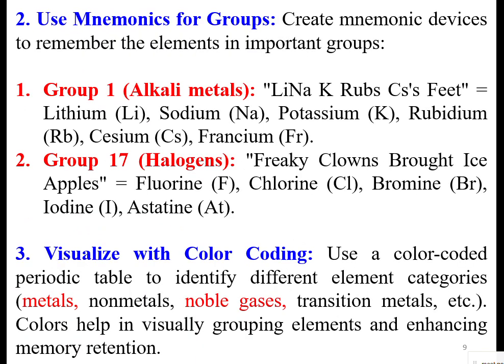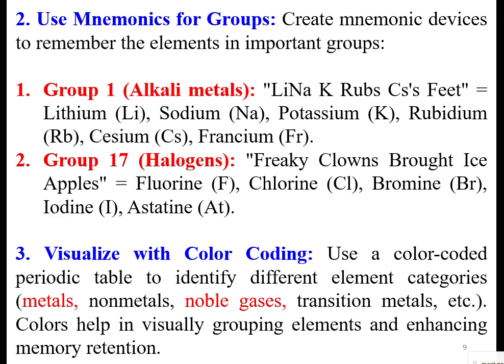Then why are we using mnemonics? The M is silent here. Mnemonics is nothing but how we can easily recognize the chemicals and elements of the periodic table. It is a device to remember the elements in important groups, like group 1 alkali metals: Li Na K Rb Cs Fr. That is a shortcut to remember the group 1 elements: lithium Li, sodium Na, potassium K, rubidium Rb, cesium Cs, and francium Fr. So that is a shortcut from which we can remember group 1 elements, alkali metals.